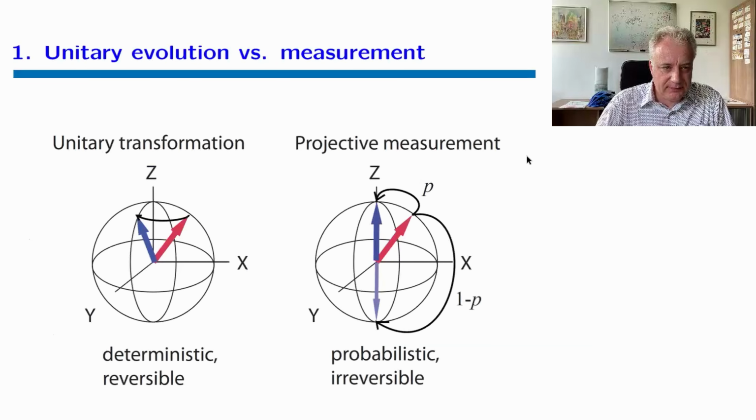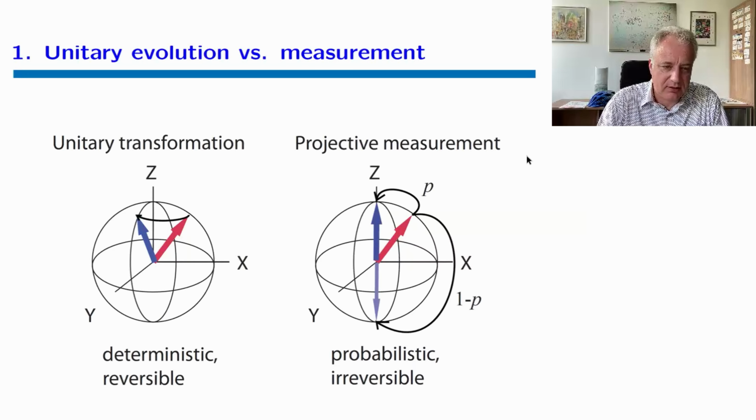First, there are two types of evolution in quantum mechanics: unitary evolution and projective measurement. They are very, very different from one another. Unitary evolution is deterministic and reversible, and projective measurement is probabilistic and irreversible.